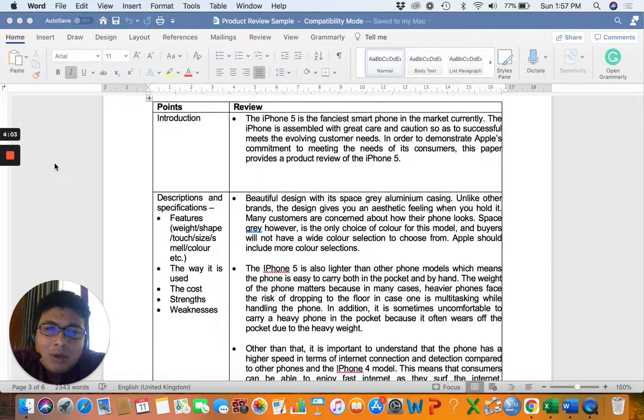So when we are talking about a product or service review, we have done the written form of the product or service review. And when we are doing a presentation of the product or service review, the format is basically similar. So we have an introduction. What do you have in the introduction of your product or service review? You give the general background of the product or the service, and then you end your introduction with a thesis statement.